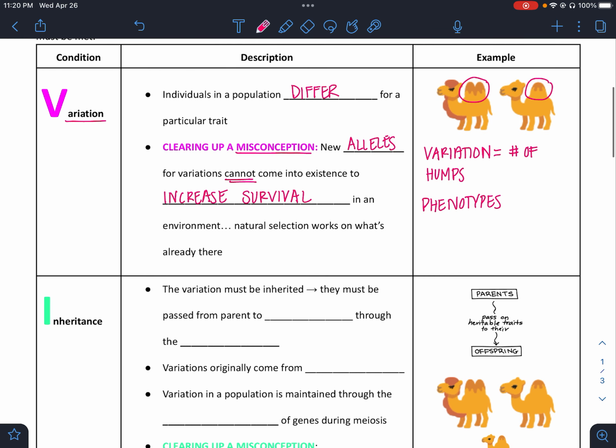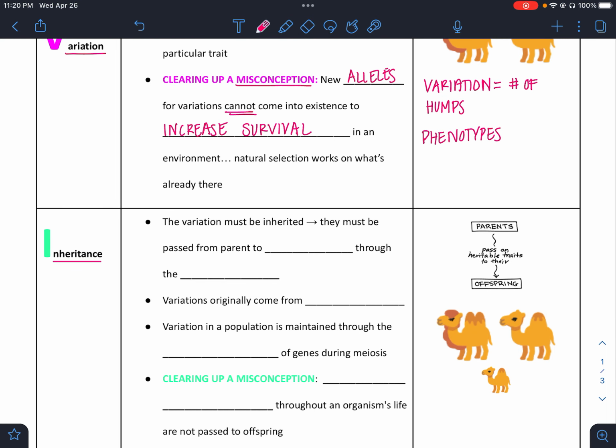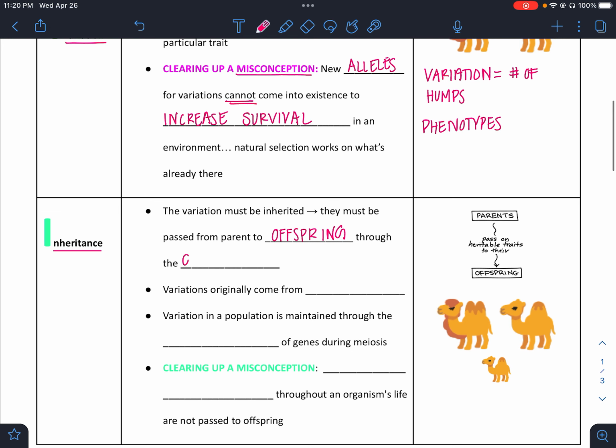The next component is that those differences in the phenotypes of the individuals need to be inherited, okay? What that means is they have to be passed from parent to offspring through the genes or the DNA, whatever genetic material we're talking about. In humans and animals and a lot of the organisms we're looking at, that's going to be the DNA. So this needs to be something in the DNA.